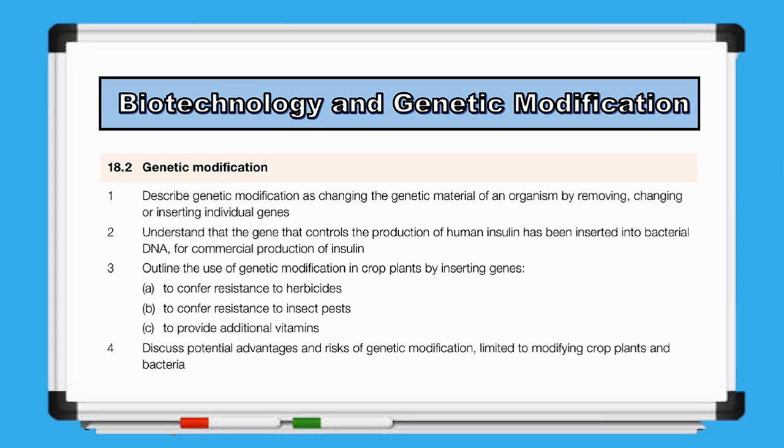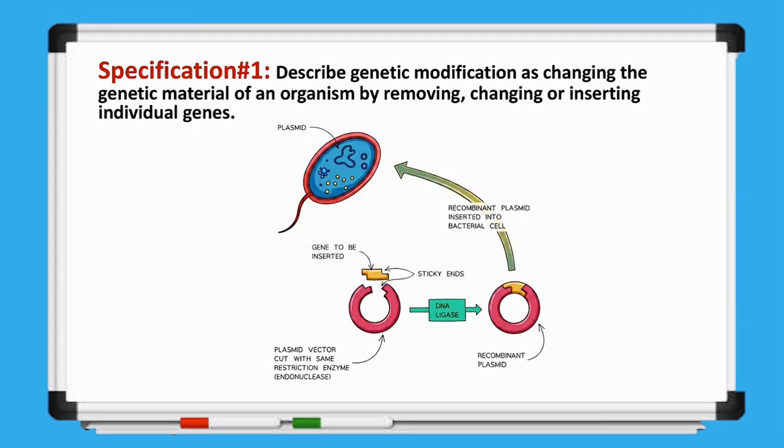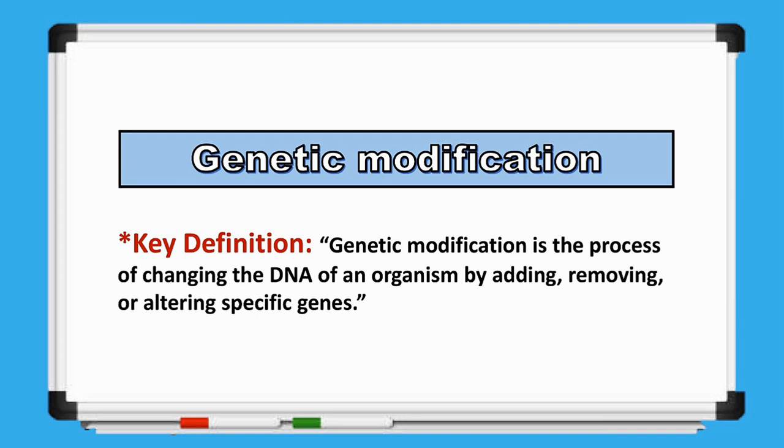Now, let's get started. We begin with Specification 1, which asks us to describe genetic modification as changing the genetic material of an organism by removing, changing or inserting individual genes. So, we define it as, genetic modification is the process of changing the DNA of an organism by adding, removing, or altering specific genes. In simple terms, it means directly editing an organism's genetic material to give it new or improved characteristics.